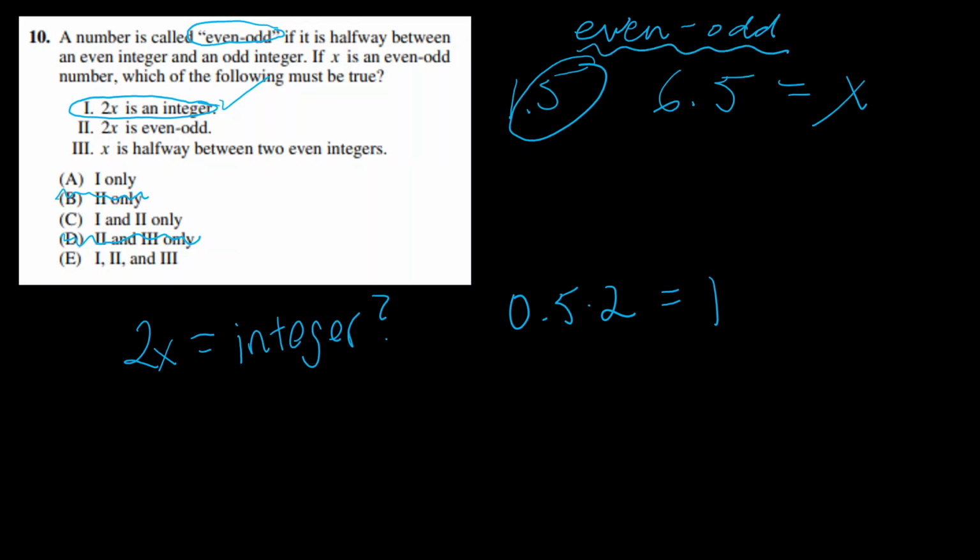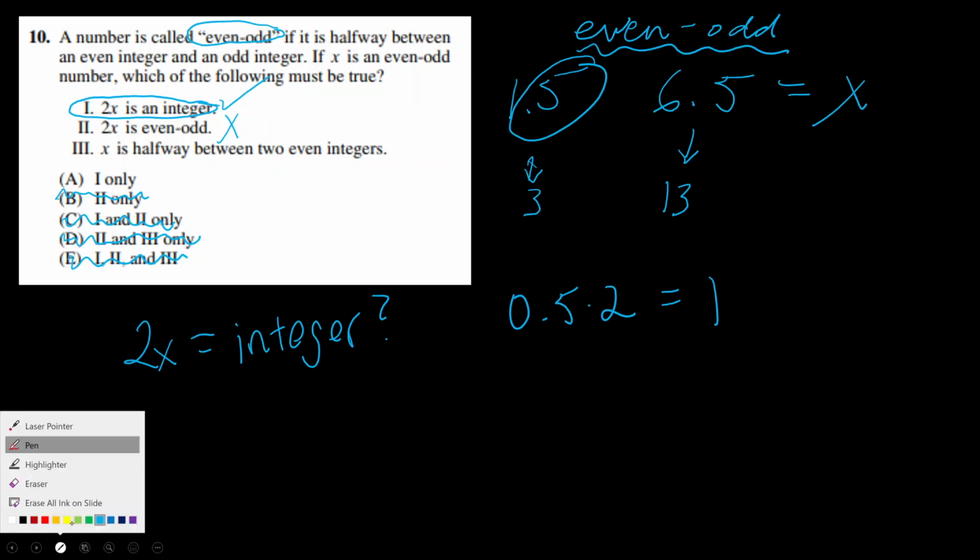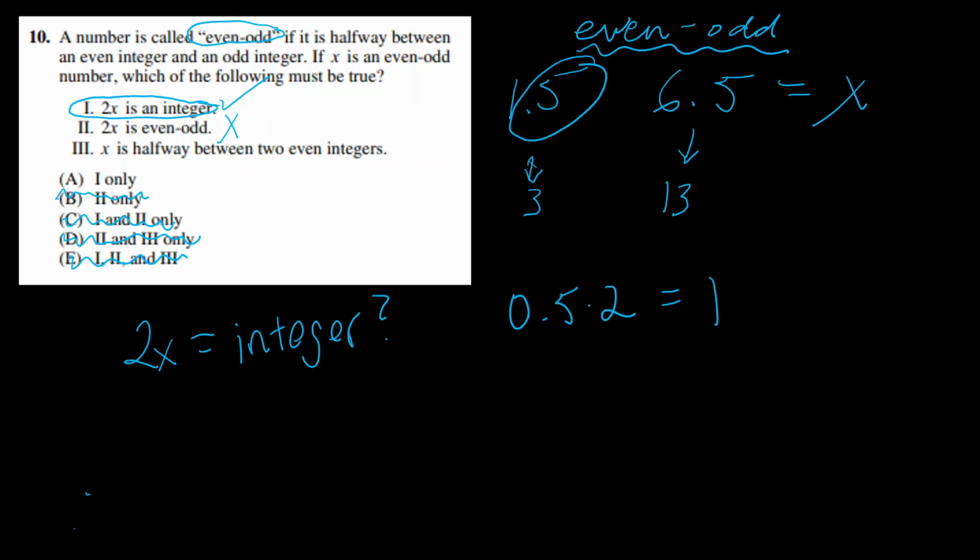Okay, so if we're multiplying one of these numbers by 2, like 6.5 or something, let's take 1.5, that would be 3. Or 6.5, that'd be 13. Well, those are just integers, not even-odds. So 2 is not true, so I can eliminate C too. And I can actually eliminate E, but let's just double check with number 3. x is halfway between 2 even integers. Well, no. The definition just told us that an even-odd is between an even integer and an odd integer. So that's not true either. So the only thing we're working with here is number 1. Put my blue back. Move on.